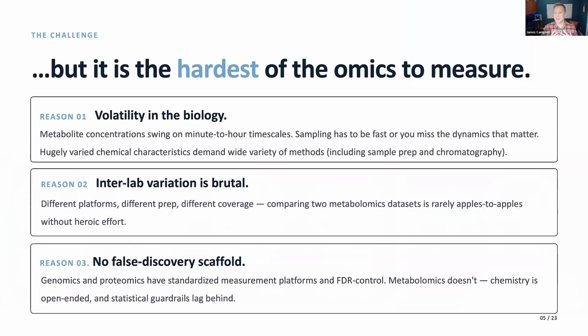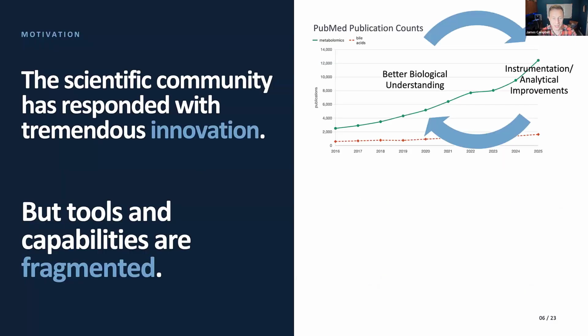Now, of course, I also have to say, I think it's probably one of the most difficult things to measure. There's a lot of reasons for that. And as a result, the scientific community has responded with a huge amount of innovation. There's a virtuous cycle going on where new instrumentation becomes available, new analytical approaches follow. That leads to better biological understanding, which then leads to additional improvements in instrumentation and approaches. There's a lot of publication happening as a result.